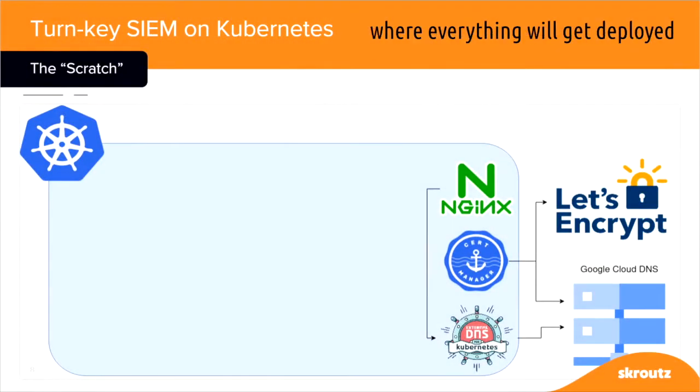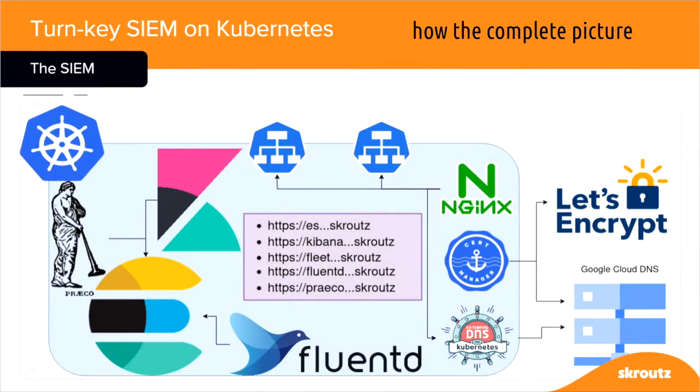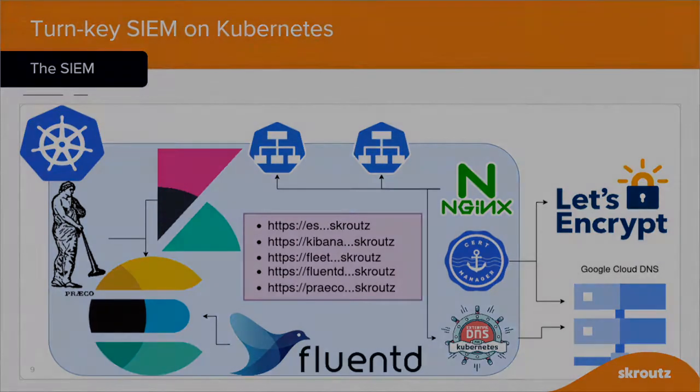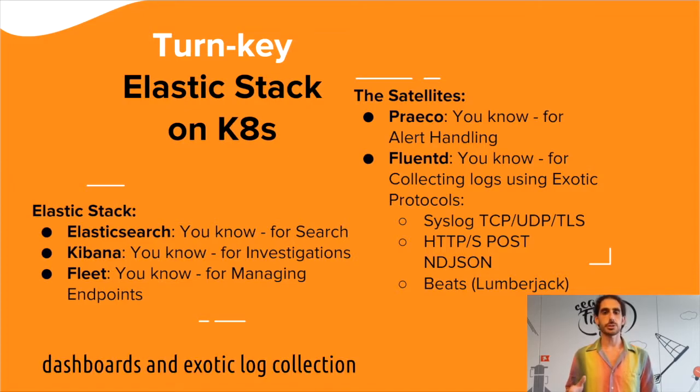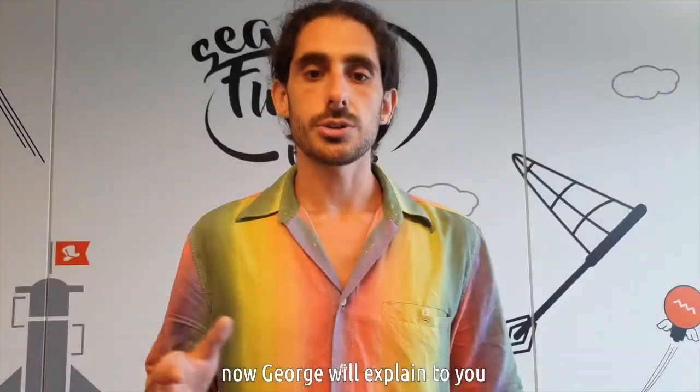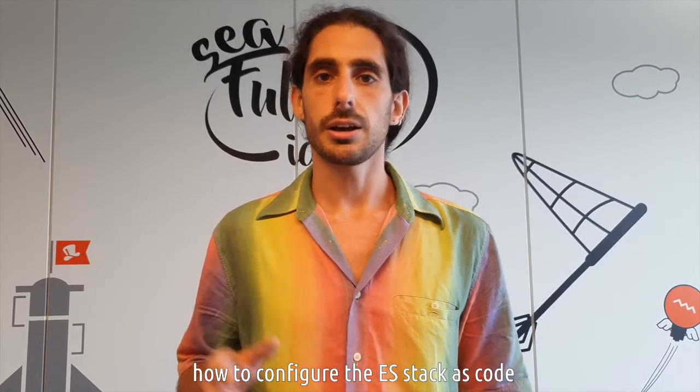This is how the empty bed where everything will get deployed looks like. And this is how the complete picture looks like, and the deployed services that get there. All these services get a TLS-enabled endpoint for us to reach and consume, and their interconnections are all TLS-enabled. Finally, this way we end up with a default SIEM deployment that has alerting, command triggering, dashboards, and exotic log collection. So now George will explain to you how to configure the Elastic Stack as code.